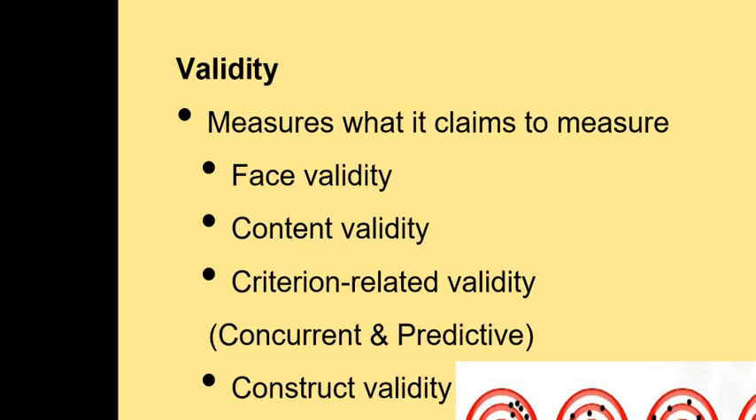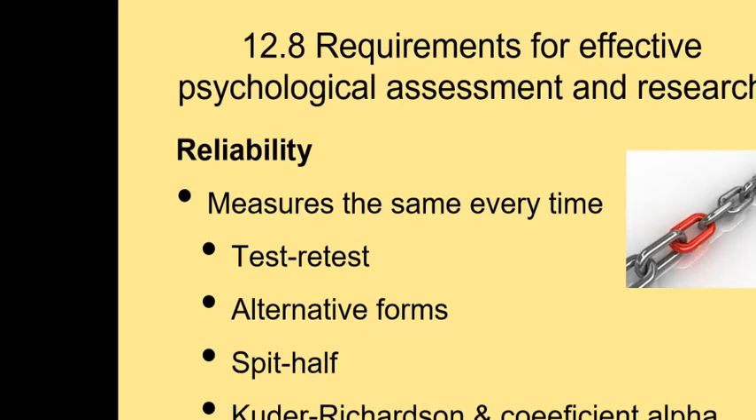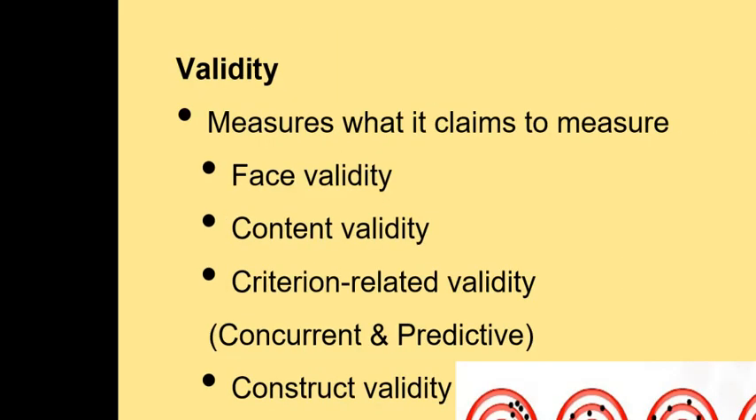Now, your test can be reliable, but validity is whether a test measures what it is supposed to measure, what it claims to measure. And validity is everything. If a test is not reliable, it can't be valid because you can't measure inconsistently and still measure what you're supposed to measure. Because if something measures inconsistently, it's not measuring what it is supposed to measure at the end of the day.